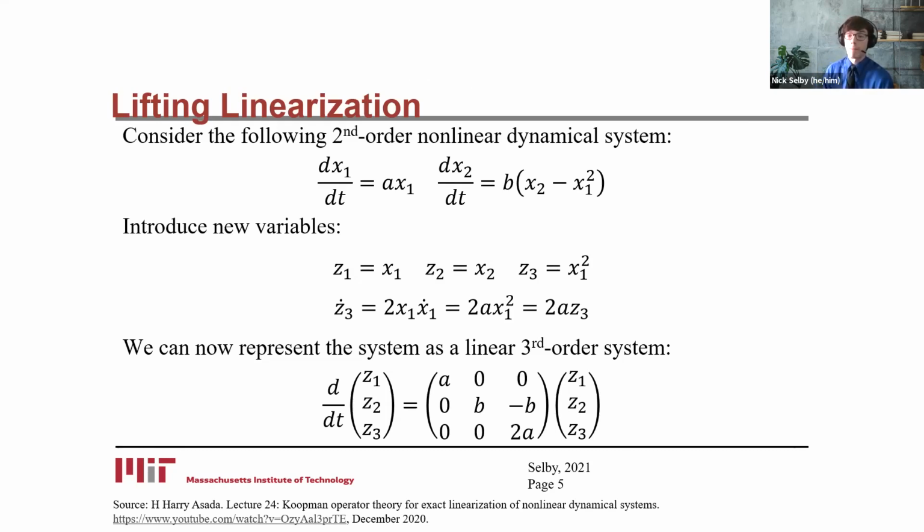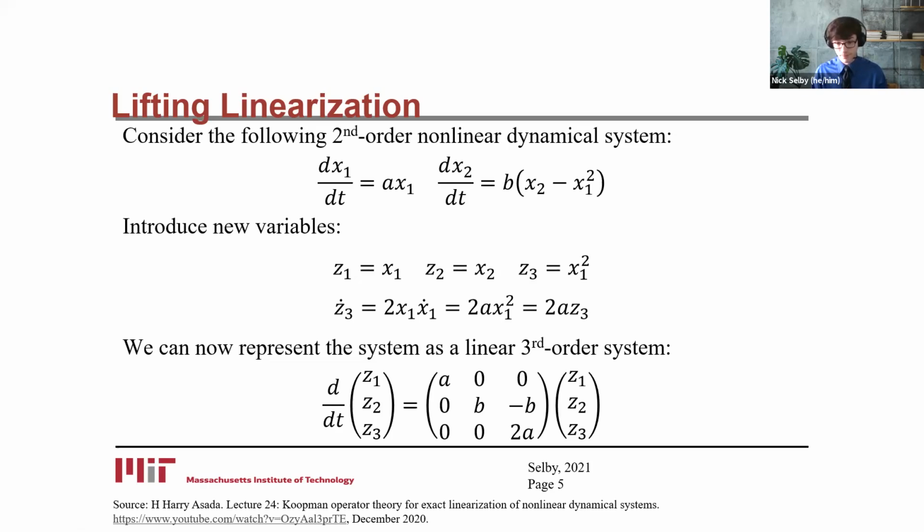And for those of you who may be unfamiliar with lifting linearizations, here's a quick example. Consider this second order system with two states, x1 and x2. This system is obviously nonlinear, right? We have an x1 squared term in the dynamics here. Naively, we might just say, well, this system is nonlinear, so I guess I can't use any of the powerful tools I just talked about that only work on linear systems.